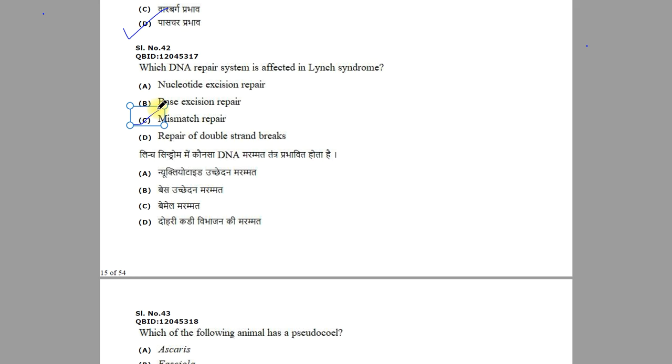This repair system normally corrects the errors which can occur during the DNA replication. Now the individuals who have this Lynch syndrome have a high risk of developing cancers: the colorectal cancers, the endometrium cancer, the ovarian, stomach and pancreatic cancers, and the cancer of the urinary system. So here there are some errors in the mismatch repair system.